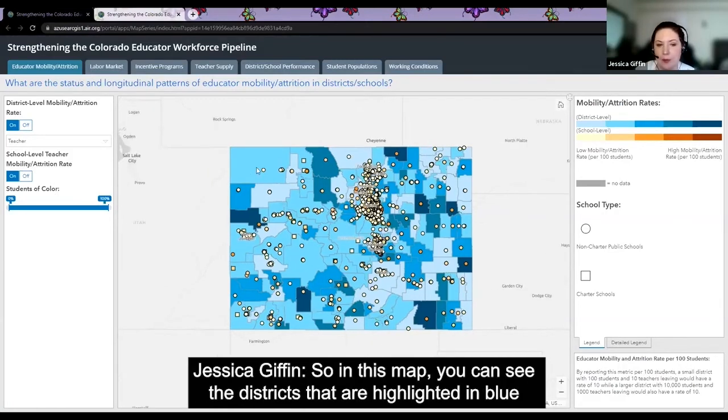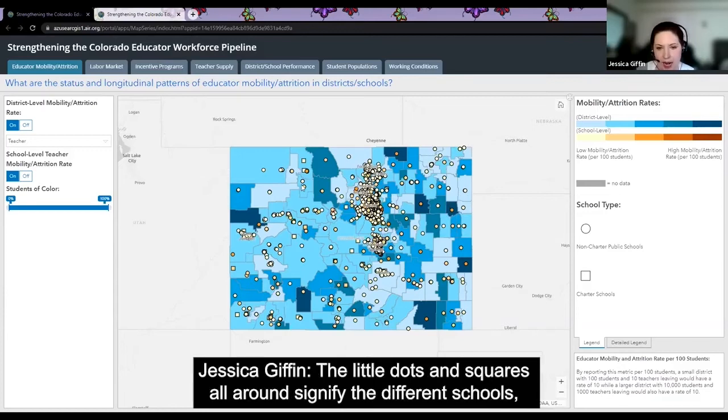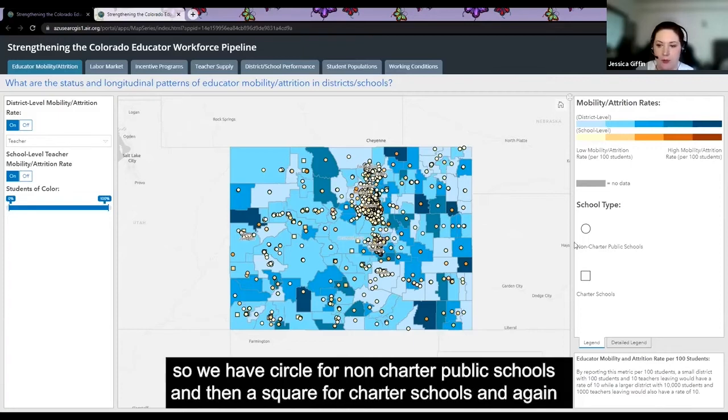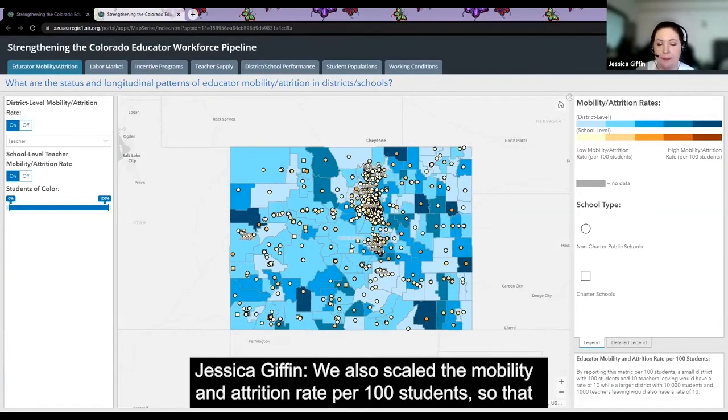So in this map, you can see the districts that are highlighted in blue, and the darker the color of the blue, the greater the mobility and attrition rate. The little dots and squares all around signify the different schools. So we have a circle for non-charter public schools, and a square for charter schools. And again, the darker, more reddish-orange color means they have a higher mobility and attrition rate.